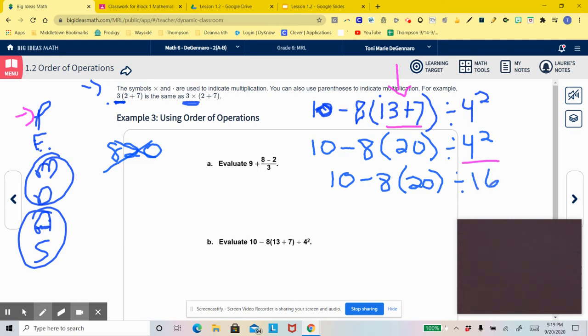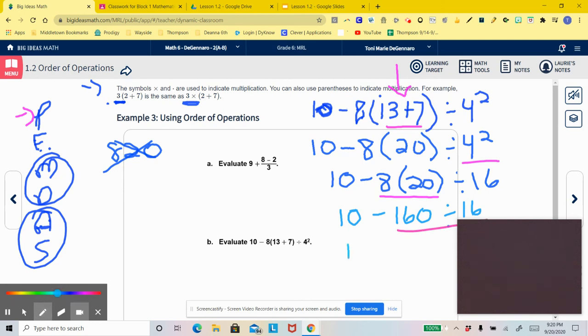All right, and now let's look. It looks like we're going to do multiplication or division, whichever comes first, and what's coming first is the 8 times 20. So we're going to do 10 minus, and 8 times 20 is 160, divided by 16. So now we have subtraction or division. We're going to do our division because that comes before subtraction, and we're going to do 10 minus 10, which gives us 0. And that's your final answer.